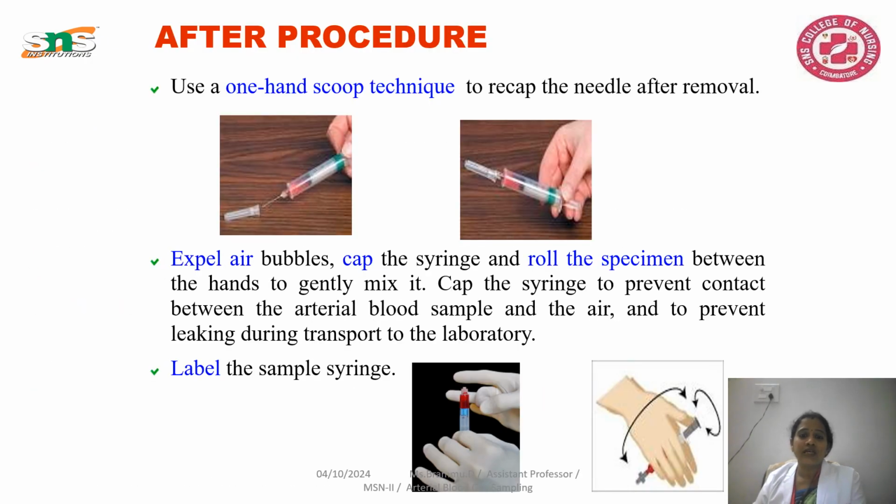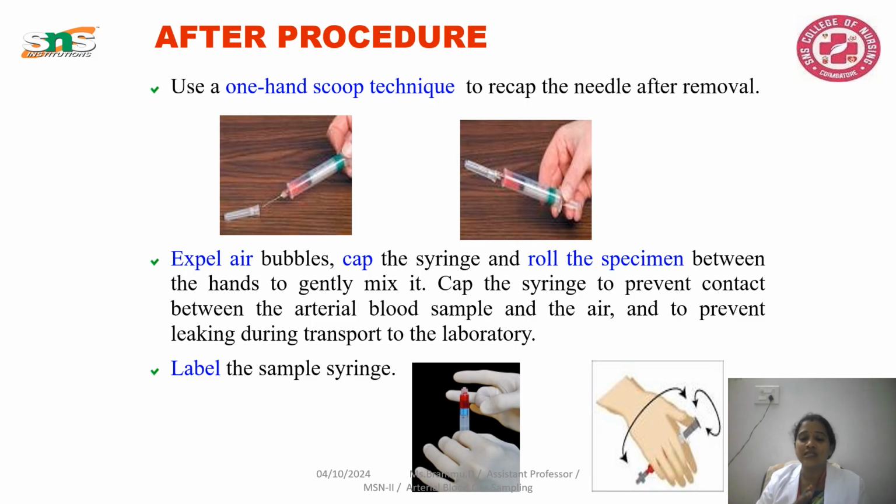After the procedure, as I told you, always use the scoop one-hand technique, never recap with both hands. There is a high risk of injury to the nurse's hands, such as needle stick injury. Always expel the air bubbles, cap the syringe and roll the specimen between the hands. We are not going to do vigorous shaking. We gently mix between both palms in a rolling technique, and then send the sample to the laboratory without any leaking.